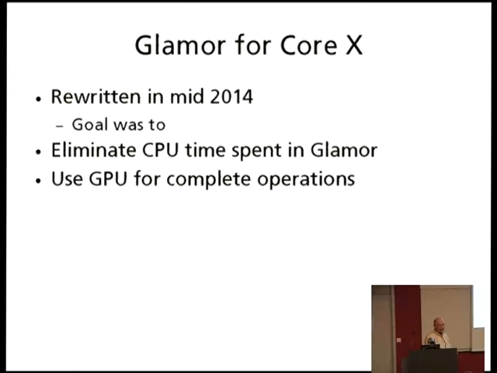So Glamor for Core X, this is what I spent time this spring doing: I rewrote all the core rendering code. And Eric was kind of appalled. It's like, well, can't you incrementally change the current rendering code to work better? And yeah, I like to write stuff, and it had been a long time since I'd gotten to write new code, so that was fun. The goal, of course, was to eliminate all the CPU time that we spend in Glamor. I did a profile. It was horrifically expensive, and it's like, okay, how can we do this better?